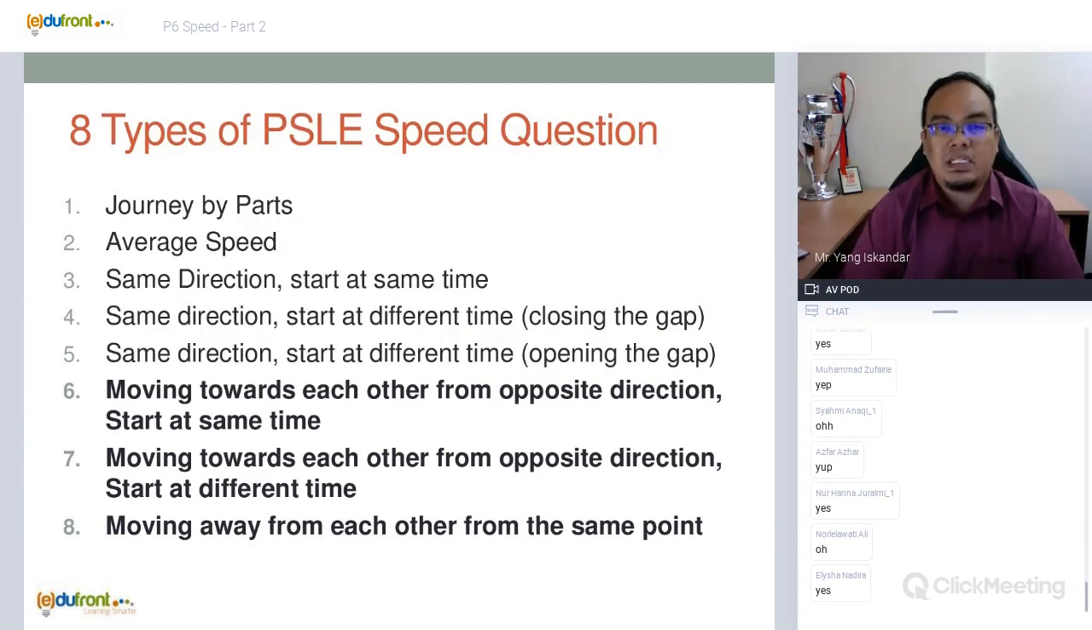It will not be as much as the topics of fractions, ratio and percentage, or area and perimeter on the topic of geometry. So speed carries a relatively small weightage. However, those of you who are aiming to get an A star or high A, you must try your very best to score in the speed question. In the last lesson, we covered 5 types of speed question: journey by parts, average speed, same direction start at the same time, same direction start at a different time closing the gap, and same direction start at a different time opening the gap.